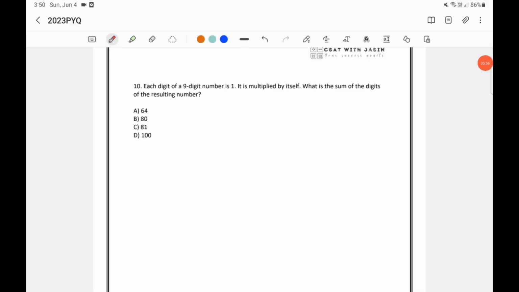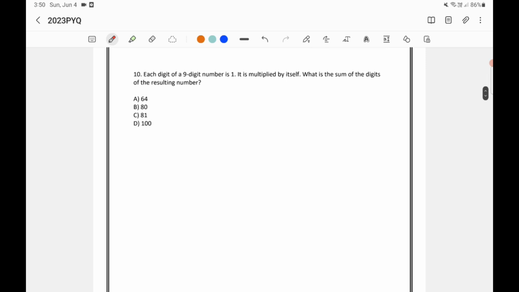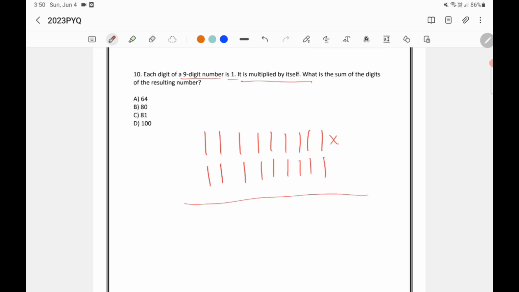So next, let's look into the next question. Each digit of a 9-digit number is 1. That means there are 9 ones. Now it is multiplied by itself, so I am multiplying this number again with the same number. Then we will get an answer. What is the sum of the digits of the resulting number?